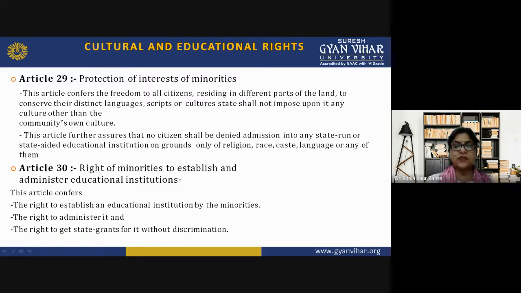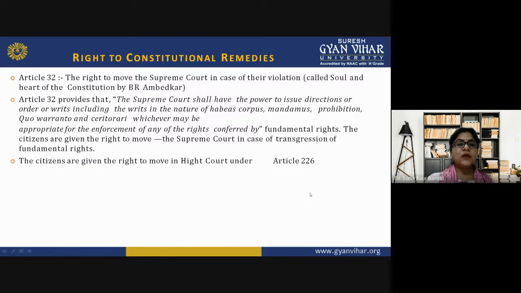Now next is the right to constitutional remedies. Article 32 deals with it, the right to move the Supreme Court in case of violation of rights. It is called the Soul and Heart of the Constitution by B.R. Ambedkar. Yes, Article 32 is called the Soul and Heart of the Constitution by B.R. Ambedkar.